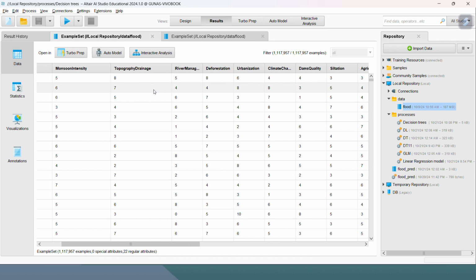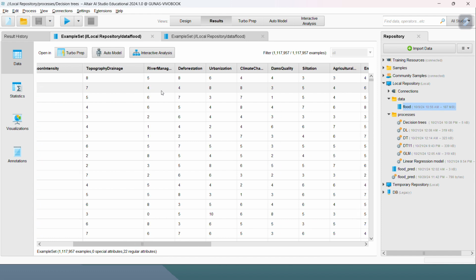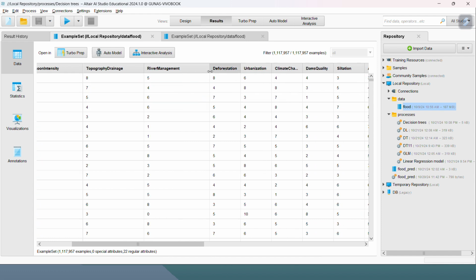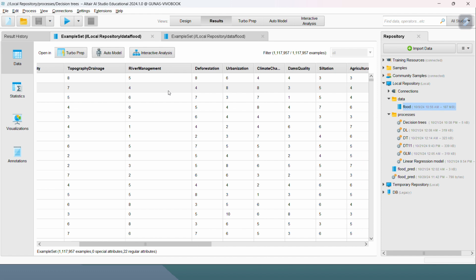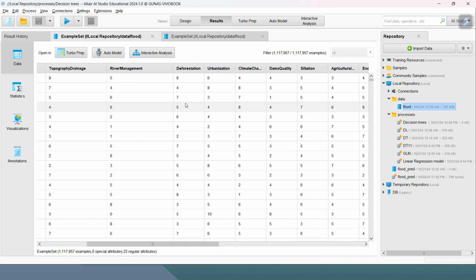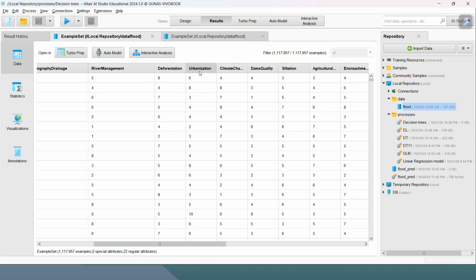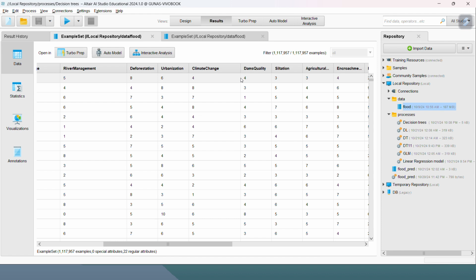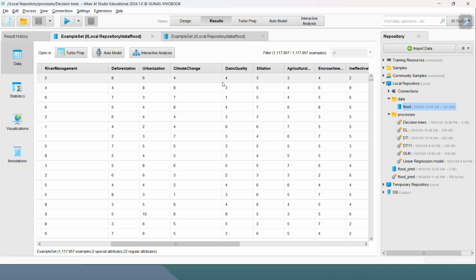It would be on how the drainage systems are present in that particular area, and third would be river management, how the rivers are being managed at that area. And fourth one would be deforestation. We know the scale of deforestation in that area and urbanization of that area. And the scale of climate change is in this column. And so the next one is dams quality. This thing is also in the scale of 0 to 10.